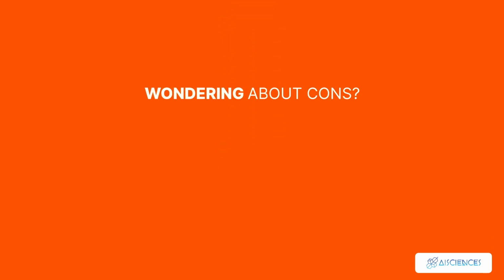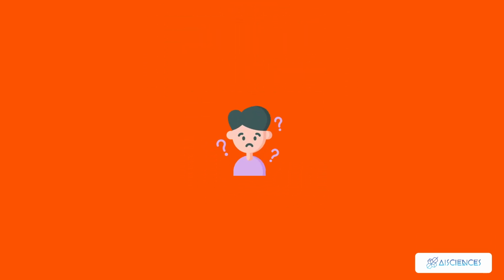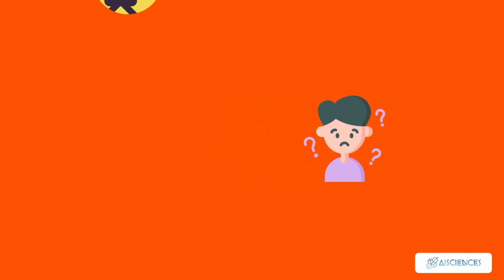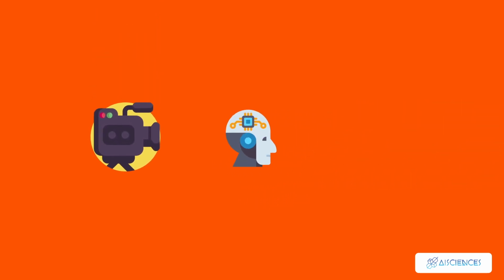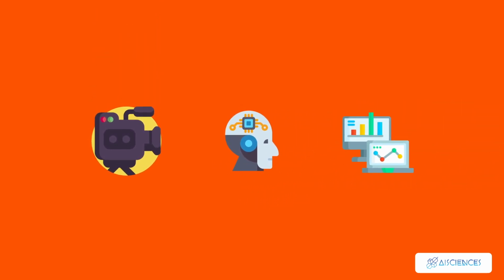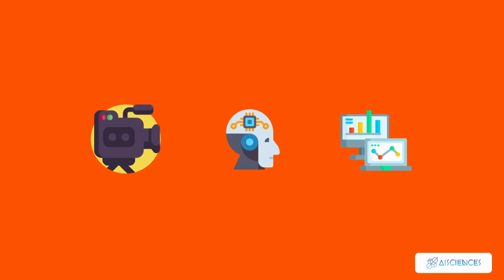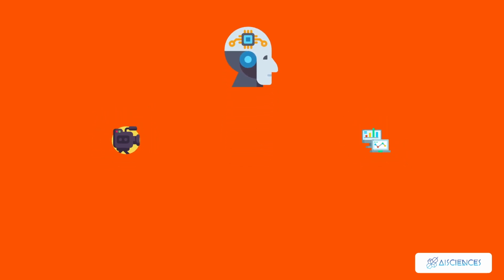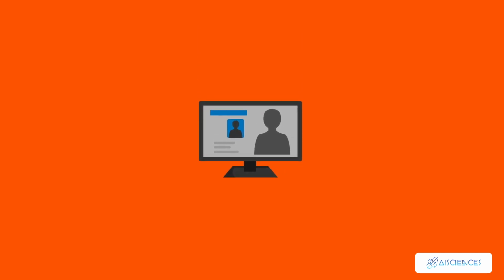Now it's time to know about the cons of face recognition. Wondering about cons? Surveillance. Some worry that the use of facial recognition along with ubiquitous video cameras, artificial intelligence, and data analytics creates the potential for mass surveillance, which could restrict individual freedom. While facial recognition technology allows governments to track down criminals, it could also allow them to track down ordinary and innocent people at any time.